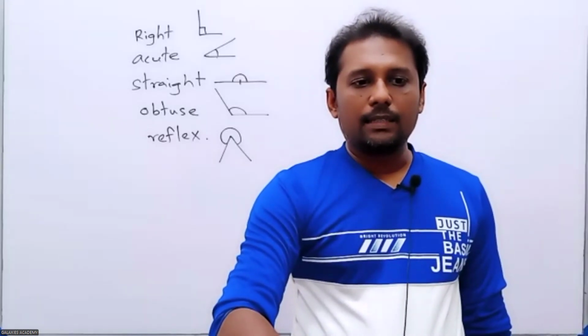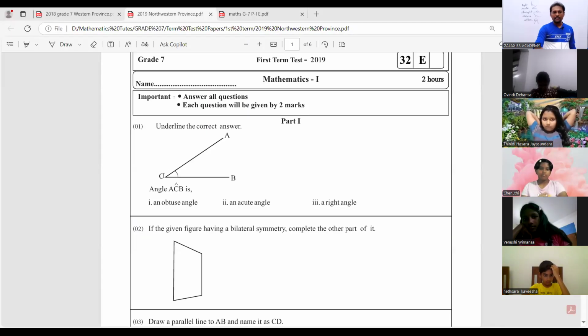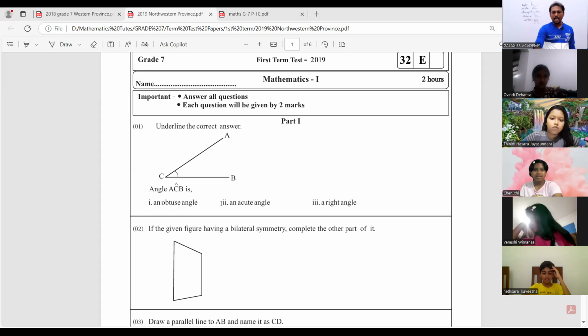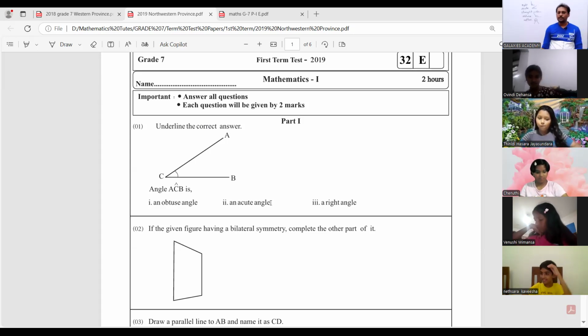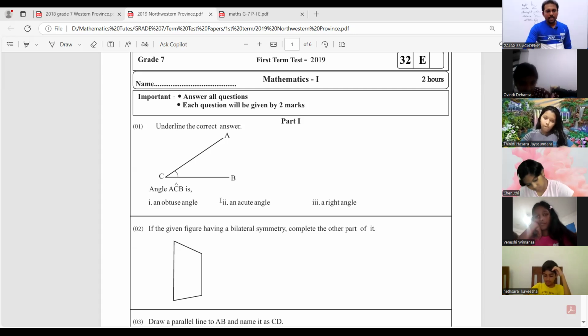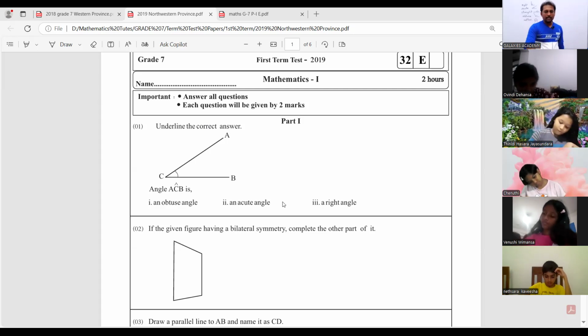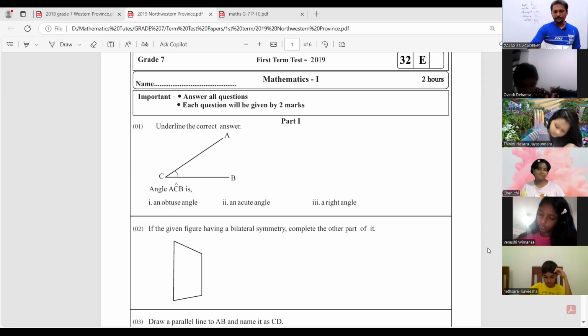Then look at the first question given from the angle. You have to identify this angle. The angle ABC, what is the type? It is less than 90 degrees, no? So what is the type? An obtuse, an acute, right? What is the answer? An acute angle, right? So your answer should be number 2, an acute angle.